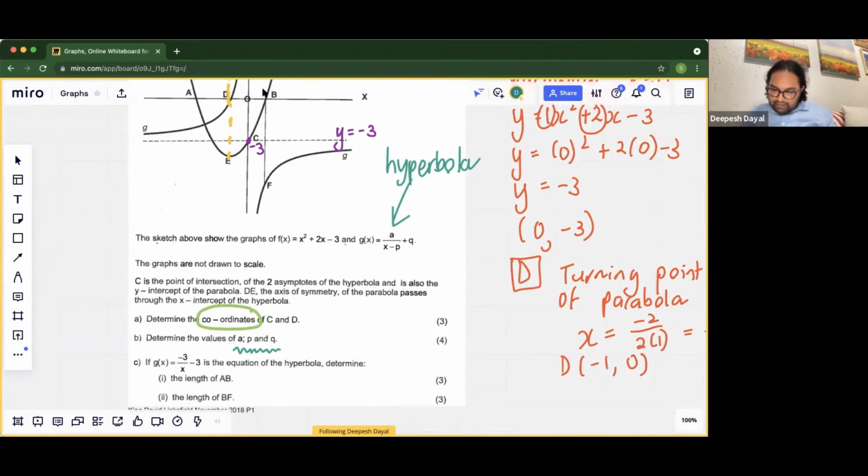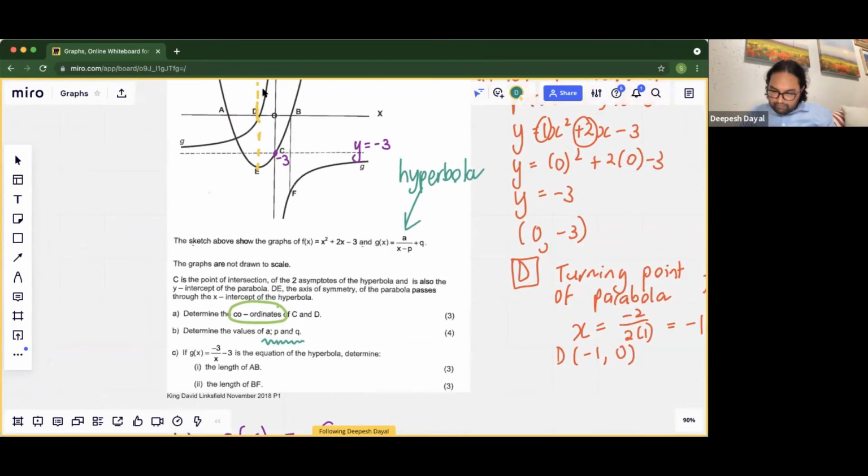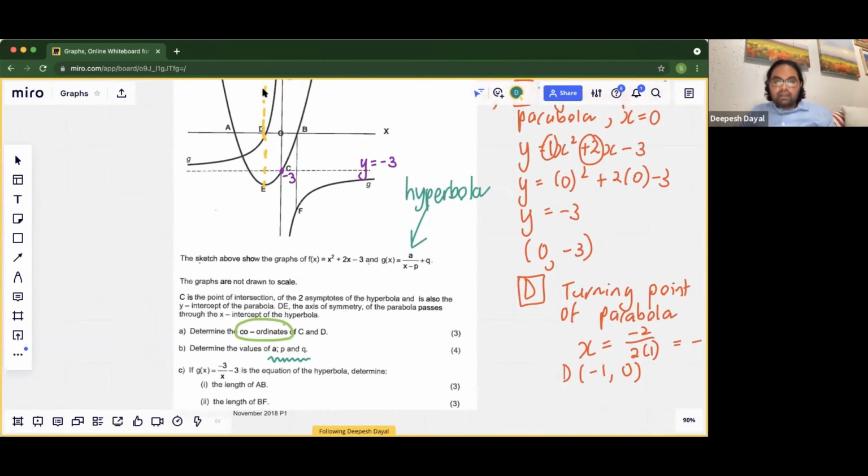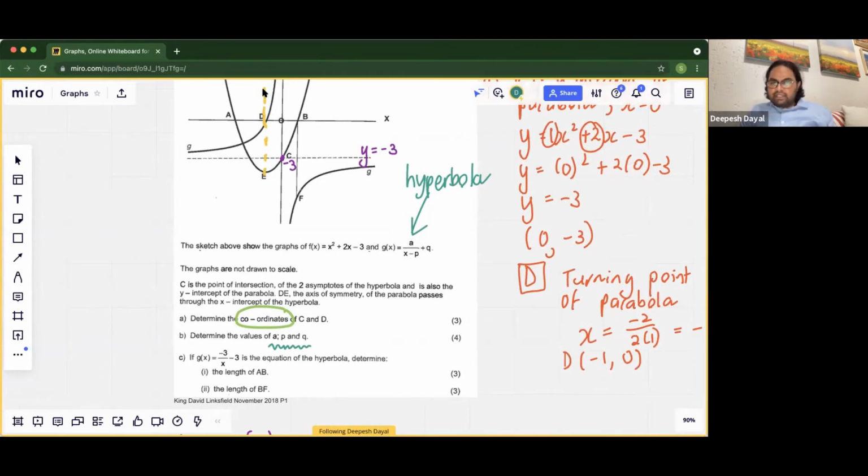Now they tell us here, if g(x), which is the hyperbola's equation, is minus 3 over x, minus 3. So you see, even if you don't get a, p, and q, they help you. They don't want you to get everything wrong, so they'll help you and give you the equation. Obviously, if they give you the equation in the next question, it means that is what a, p, and q represent. Given the equation of the hyperbola, determine the length of AB.